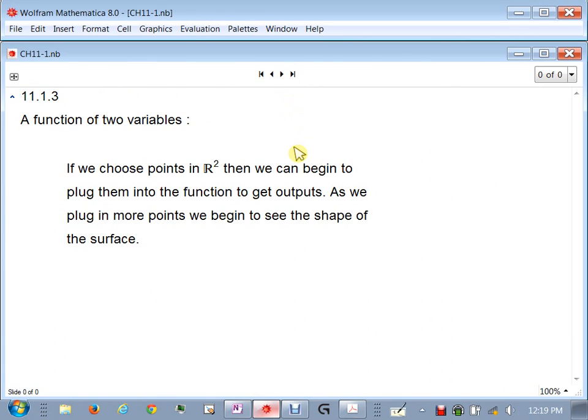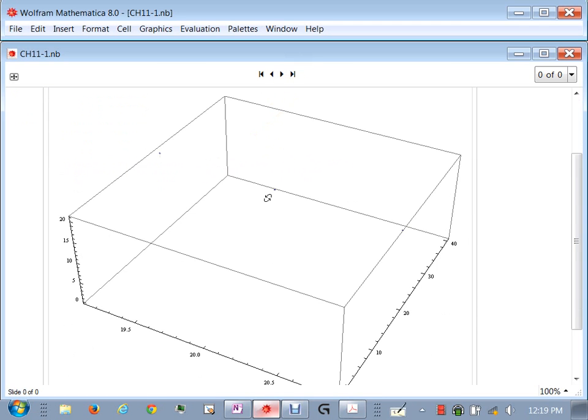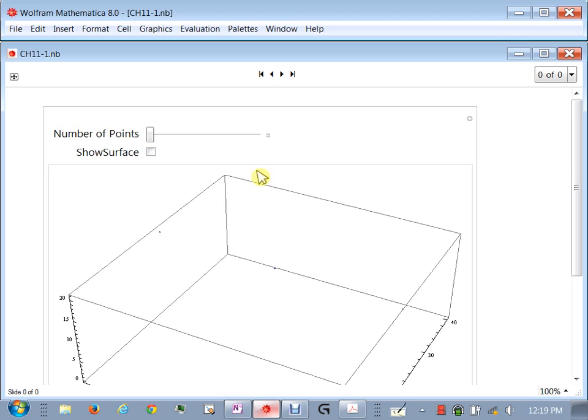Okay, function of two variables. If we choose points in R2, we plug them into our function, and we get our outputs, right? As we plug more and more points in, we start to see the shape of what's happening. So here's three-dimensional space. I have a function I've already made up.